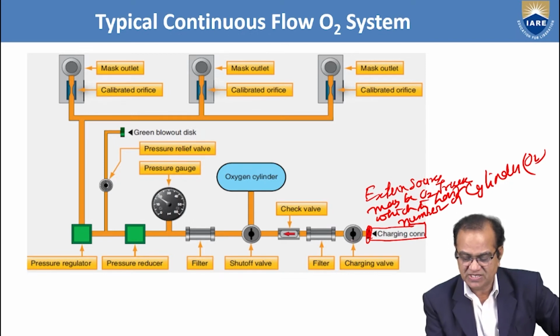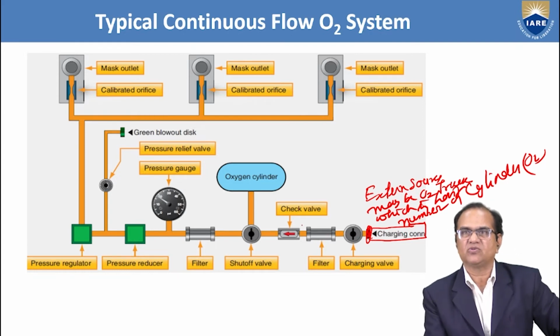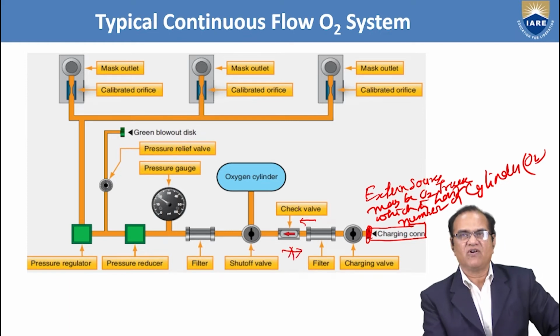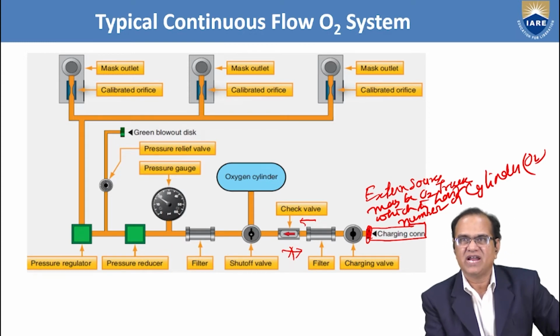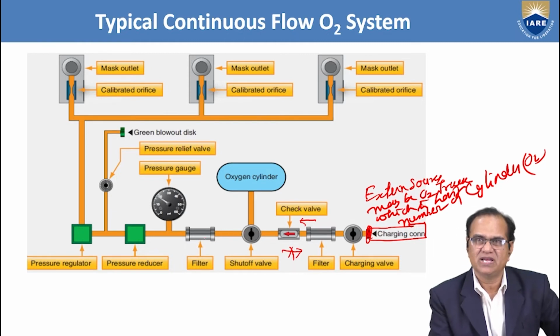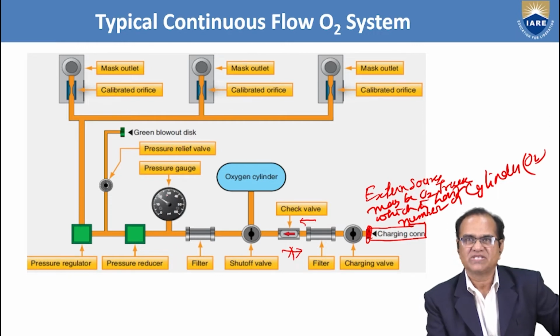When this charging valve is opened, the oxygen goes to the filter. From the filter it goes to the non-return valve or check valve. This permits flow in only one direction. It will go from this side, but it will not allow flow from this side. Then it goes to the shut-off valve. From the shut-off valve we can select to charge the oxygen cylinder which is available inside the aircraft, and if we open this, it goes to the filter.